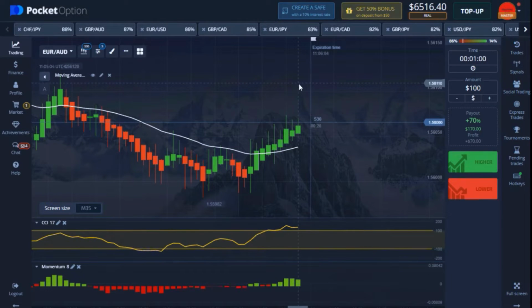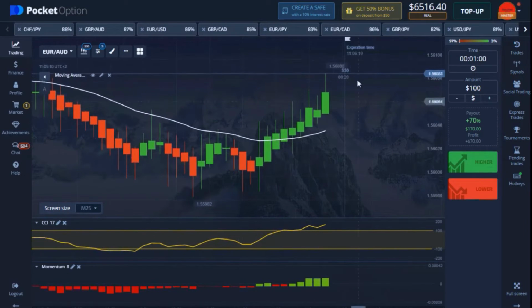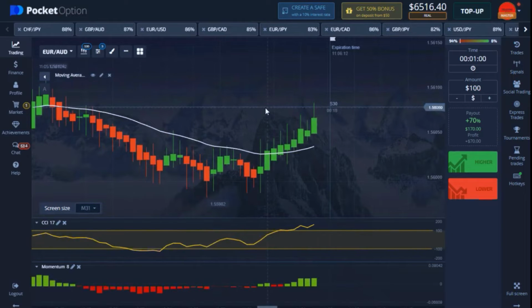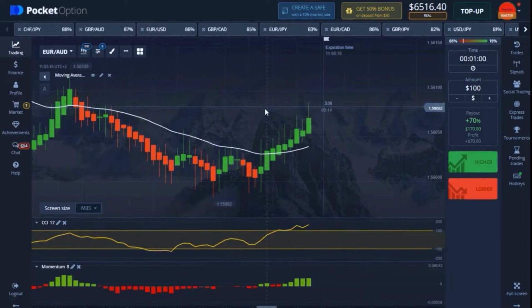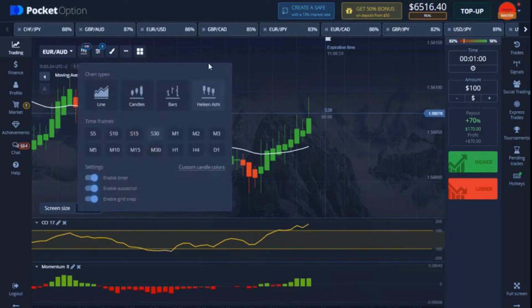Don't forget, we're doing this on a screen size of M35. You can zoom, but always make sure that when you want to confirm your level, you have it within 35, 36 or 37, like I said earlier. As you can see, I have mine on 35 right now. We're doing this on a 1 minute trade time, using Heiken Ashi candles with a 30 seconds candle time frame.